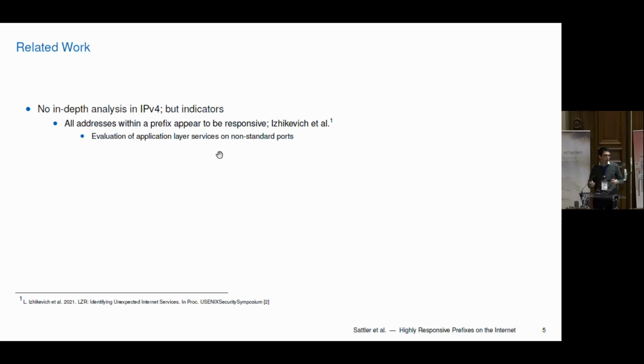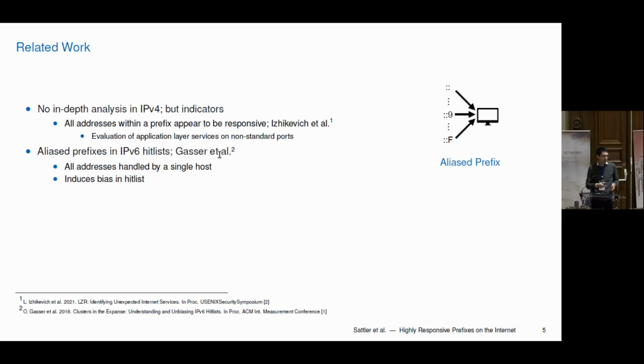In their work on the evaluation of application layer services on unknown ports, they state that all addresses within a prefix appear to be responsive, and they also provide reasons why they see this. So we do not investigate the exact reasons further, because they already did that. But what we also have is in IPv6.